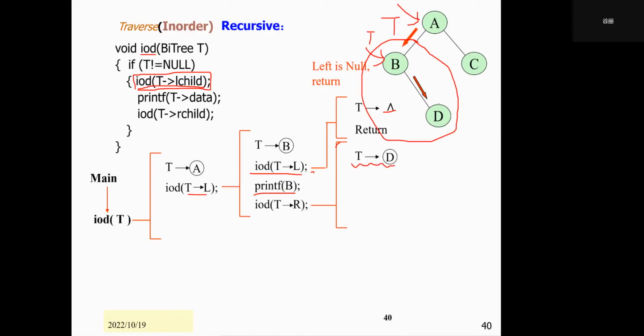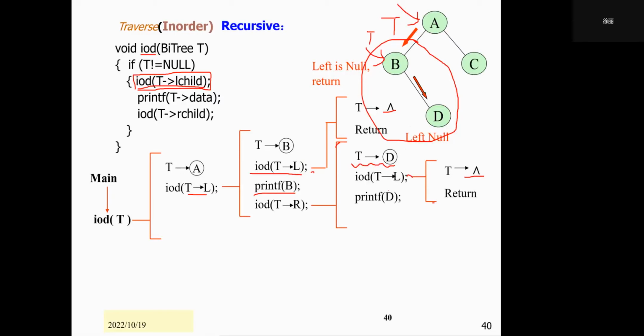And then for the binary tree with root D, the first thing we need to do is to in-order the left subtree of D. Of course, the left subtree of D is none, so we will return. So it's none, and then we return here. So this is the first thing. And the second thing we need to do is to visit the root. Now the root is D, so we printf D.